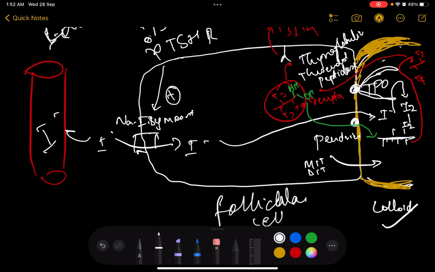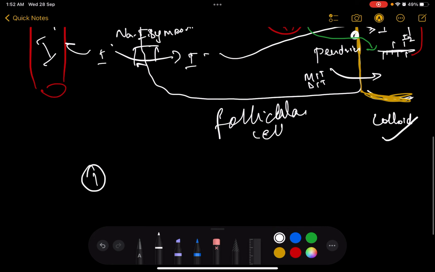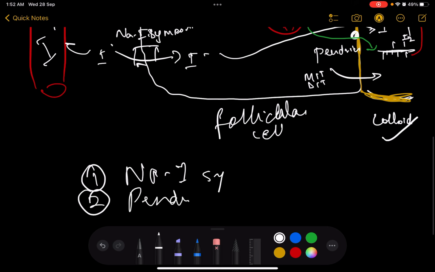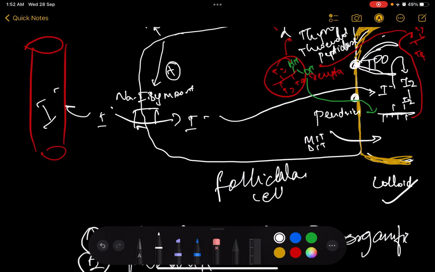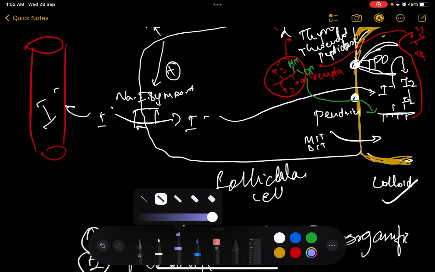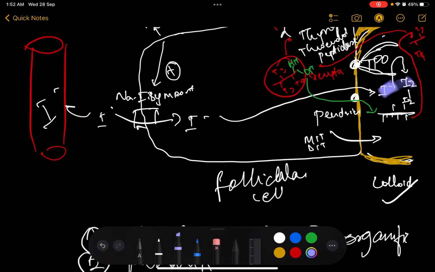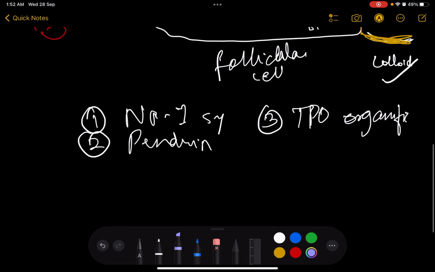Next, what do you have? Next, you have this very important molecule. So first step, sodium iodide symporter. Second step, pendrin. Third step, TPO organification. What does TPO mean? If you can see the one I'm highlighting in purple, this iodide is being converted from the anionic form into the molecular form. So it's important, it's done by one arm of the TPO, correct?